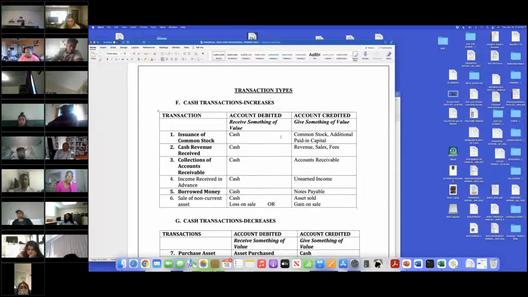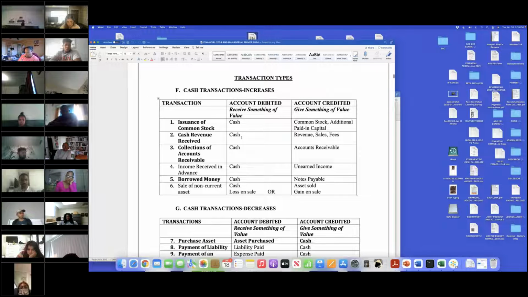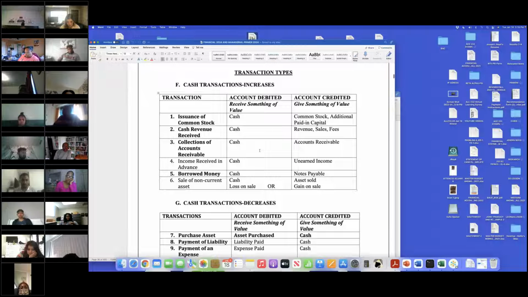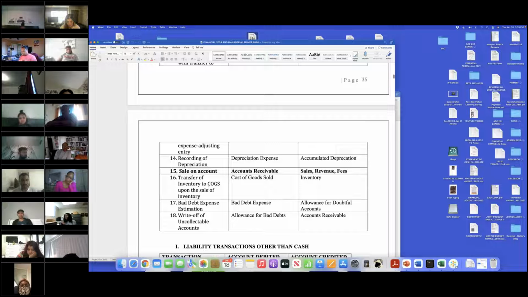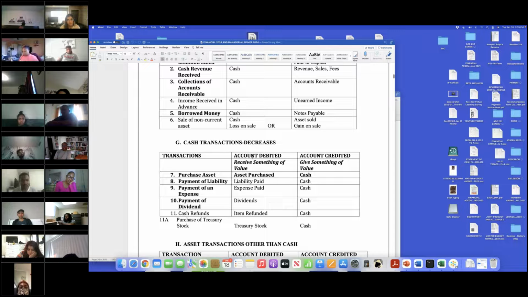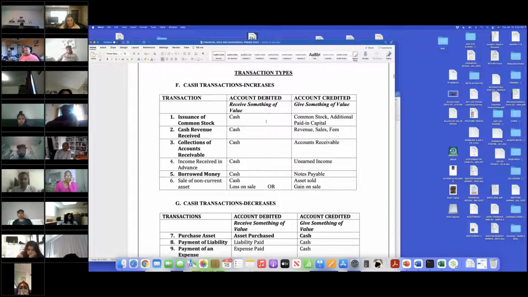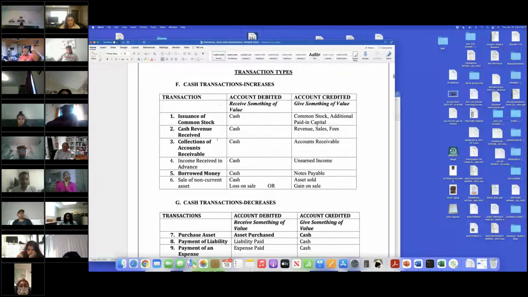Secondly, I have bolded the transactions that we're working with. So we're only working with 1, 2, 3, 5, 7, 8, 9, 10, 12, and 15. So those are the only ones that we're working with now in terms of making journal entries. So what happens? It tells you what you're going to debit and what you're going to credit. So you read the transaction, then you determine the transaction type. Then that tells you what to debit and what to credit.